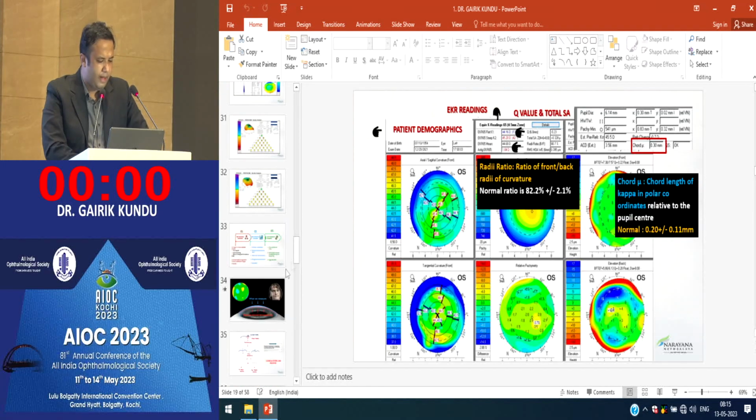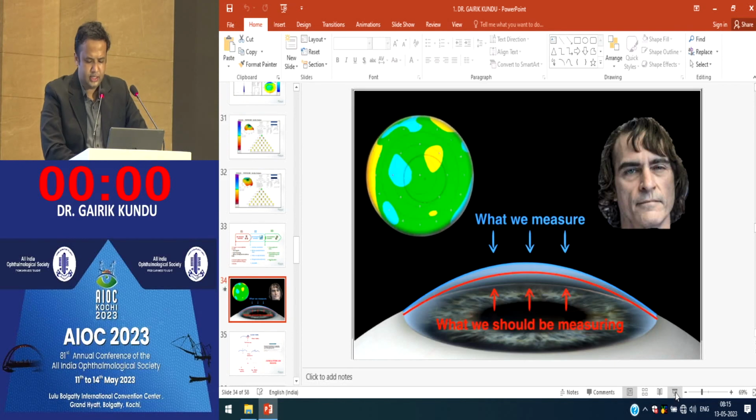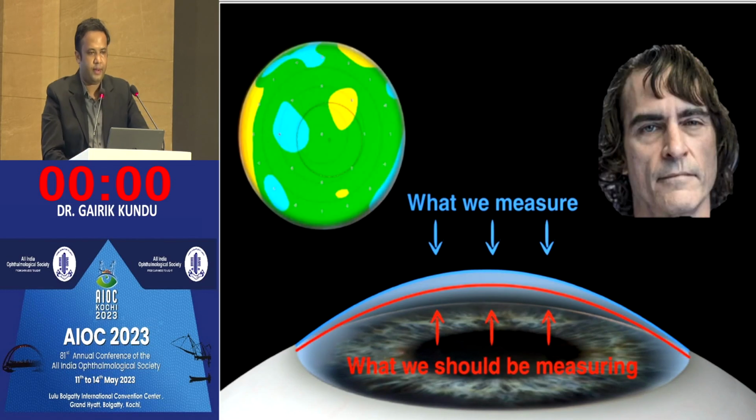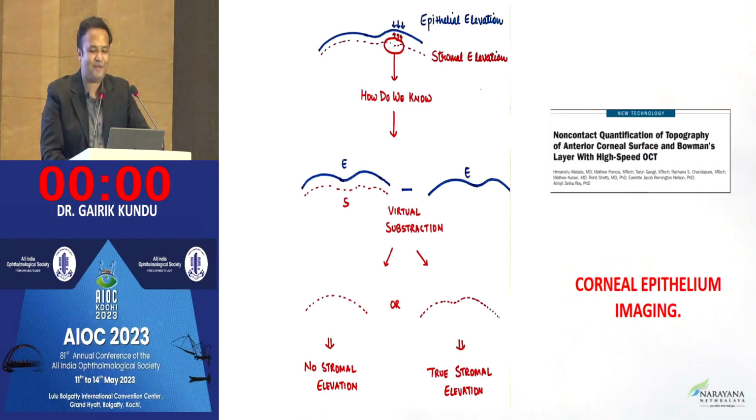Now, epithelial mapping is a challenge. Why is it a challenge? It is the fact that topographers do not factor for epithelial changes. If you're looking at a Pentacam, they assume that epithelium is irregular, and that invariably can be a confounder.